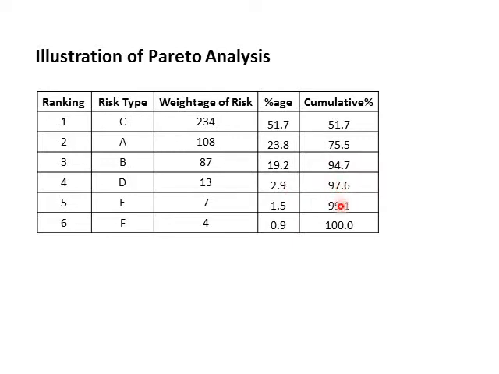Similarly, if you move down to rank 5, you have to add 97.6 to 1.5, and the answer will be 99.1. The last one is very much critical for the verification purpose. If you add 99.1 to 0.9, the answer shall be 100, not more, not less. If the cumulative percentage in the last rank is more than 100 or less than 100, then it means you have made some error in the calculation, and you have to do the calculation once again.